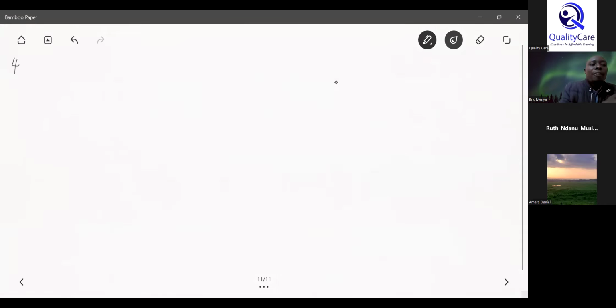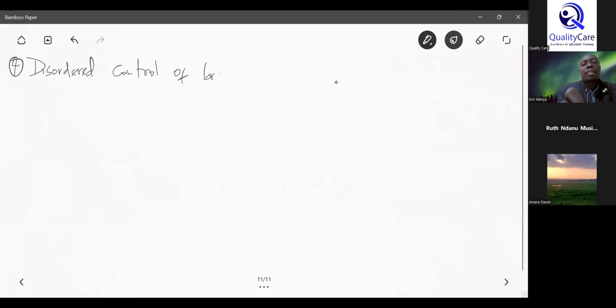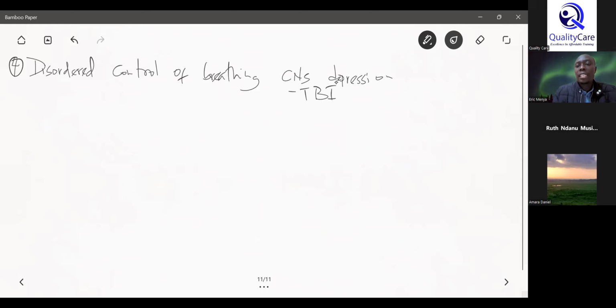Okay, number 4. Disordered control of breathing. So some of the causes, actually, it's just CNS depression. CNS depression can be caused by a traumatic brain injury, can be caused by toxins, can be caused by seizures.